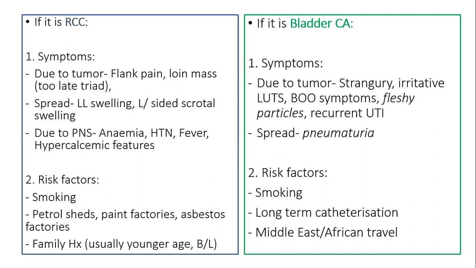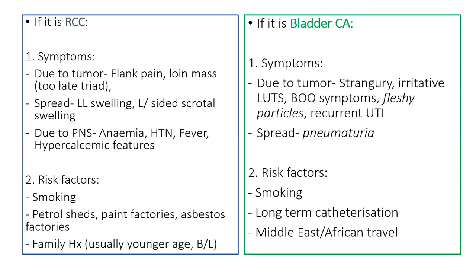Also, these three make the classical triad of renal cell carcinoma: flank pain, loin mass, and hematuria. That's the triad you remember. But this comes only in very locally advanced disease, not the early stage. So actually it's the too-late triad, even though it's the classical triad, because for you to get these symptoms, it should be quite advanced.